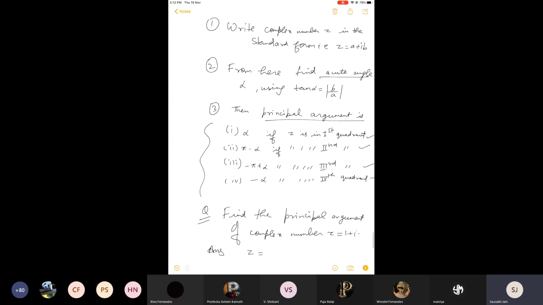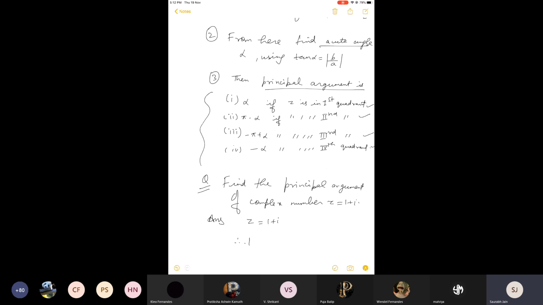First thing, z is 1 plus iota. Is it written in the standard form? Answer is yes. Okay, now let us come to the second step. From here we will find some value called tan alpha. And what is tan alpha? It is mod b by a. What are a and b here? Because we are comparing it with the general form a plus iota b. So definitely a and b both are 1.